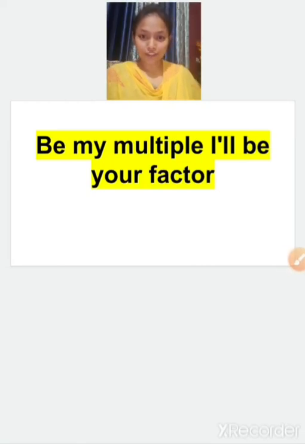Hope you all are safe at your home and you all are doing your studies and you are not troubling your parents. So, we were on chapter number 6, that is Be My Multiple, I'll Be Your Factor.